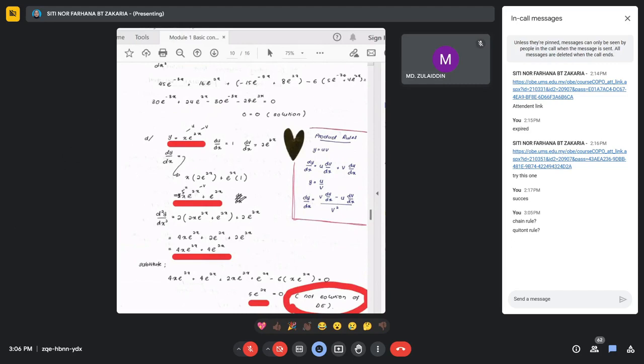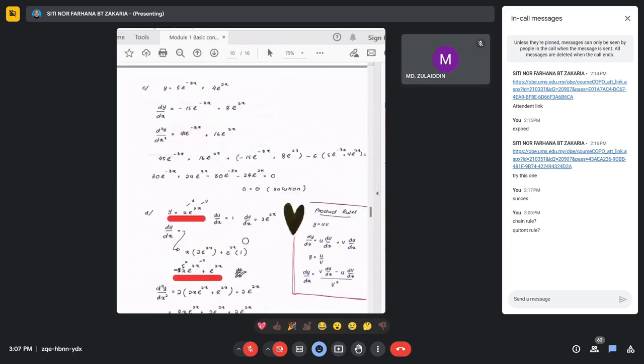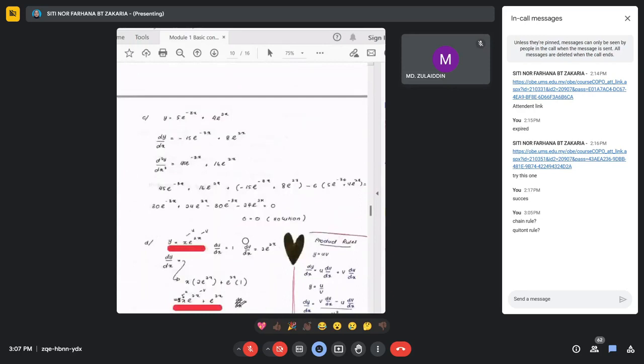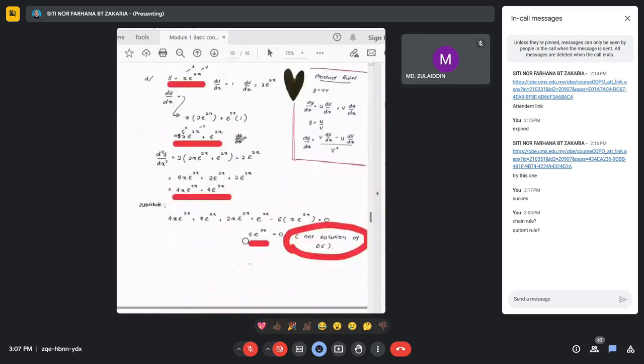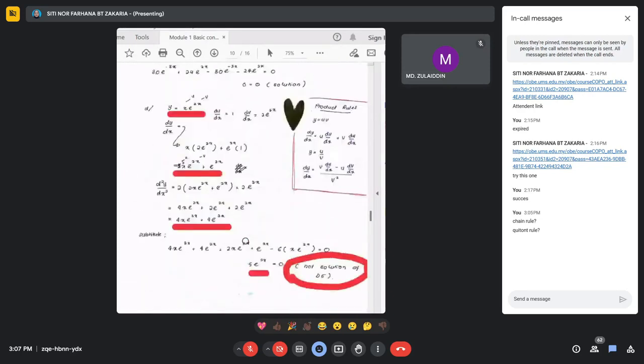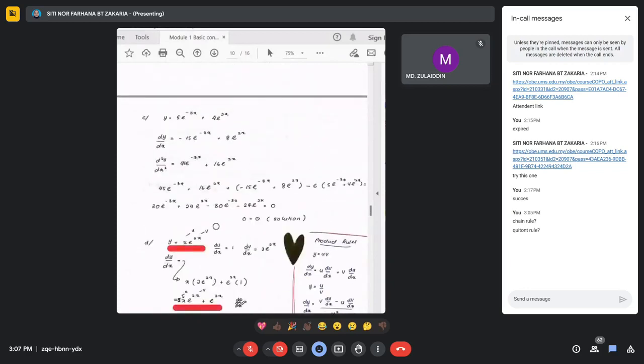Oh, tadi kita buat example D bukan C. Saya nangkau D je. Sorry. Okay, cuba buat C. C dapat tak this one?